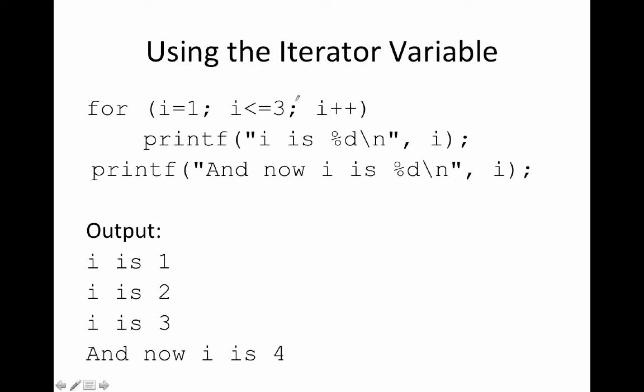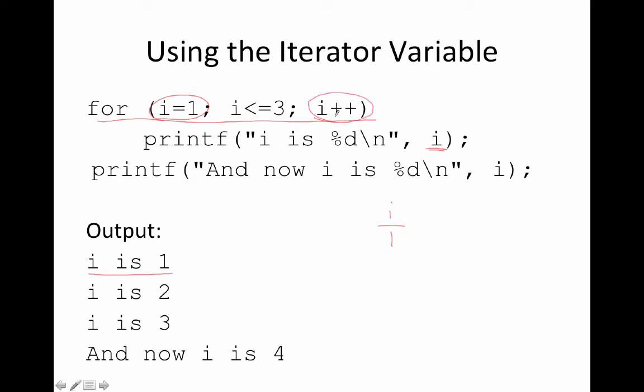So here's an example of a for loop that uses the iterator variable. So the for loop says i is going to go from 1 to 3 in steps of 1, and for each value of i we're going to print "i is" and then the current value of the variable i. So what happens is we start by initializing i to have the value 1. So let's keep track of that over here.